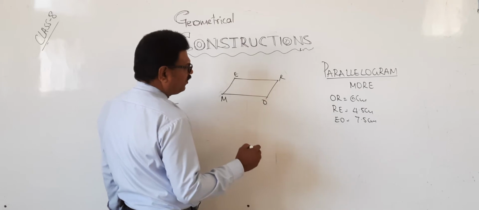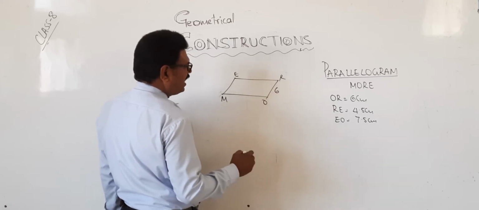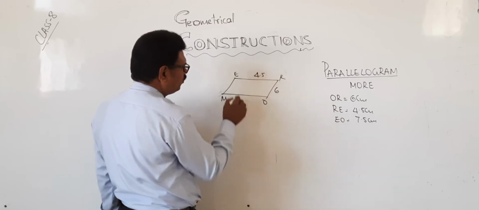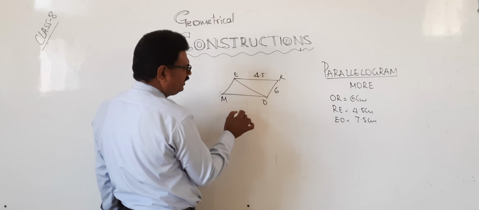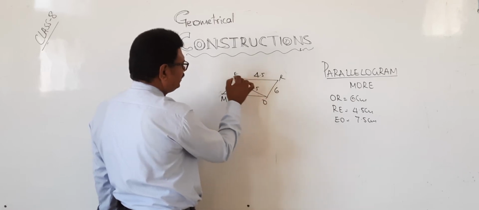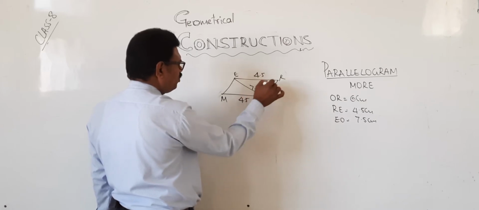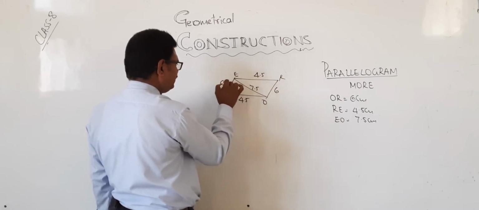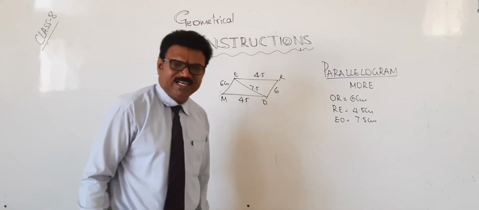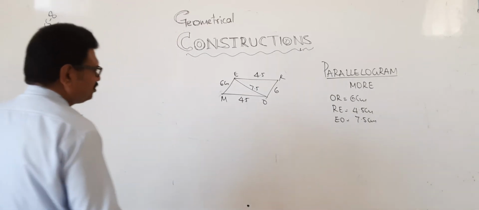OR how much? 6 centimeters. RE, 4.5 centimeters. EO, how much? 7.5. ER is 4.5, which means this is also 4.5. OR is 6, which means this is also 6 centimeters. Okay? Indirectly he has given all five measurements. Very, very simple to construct.